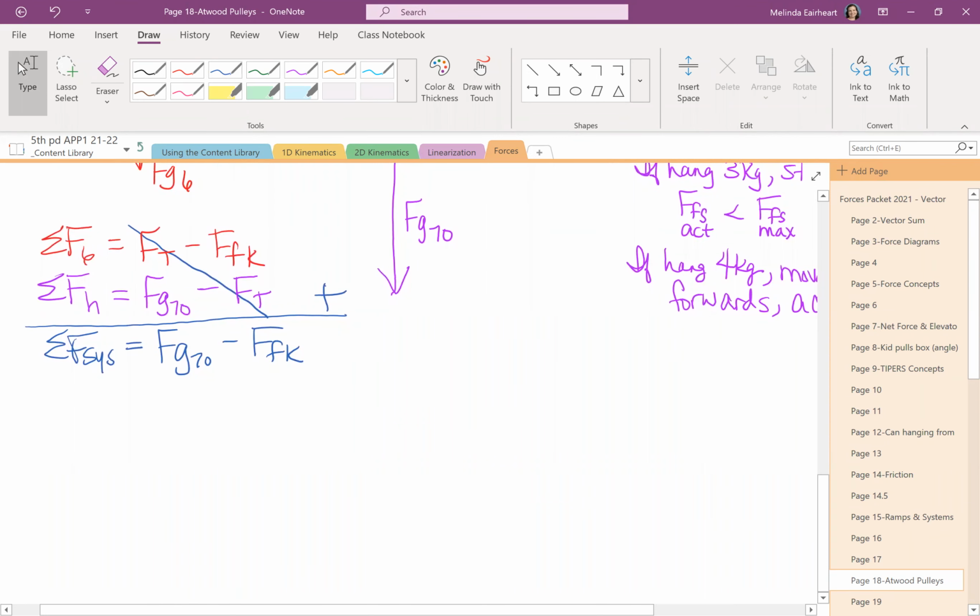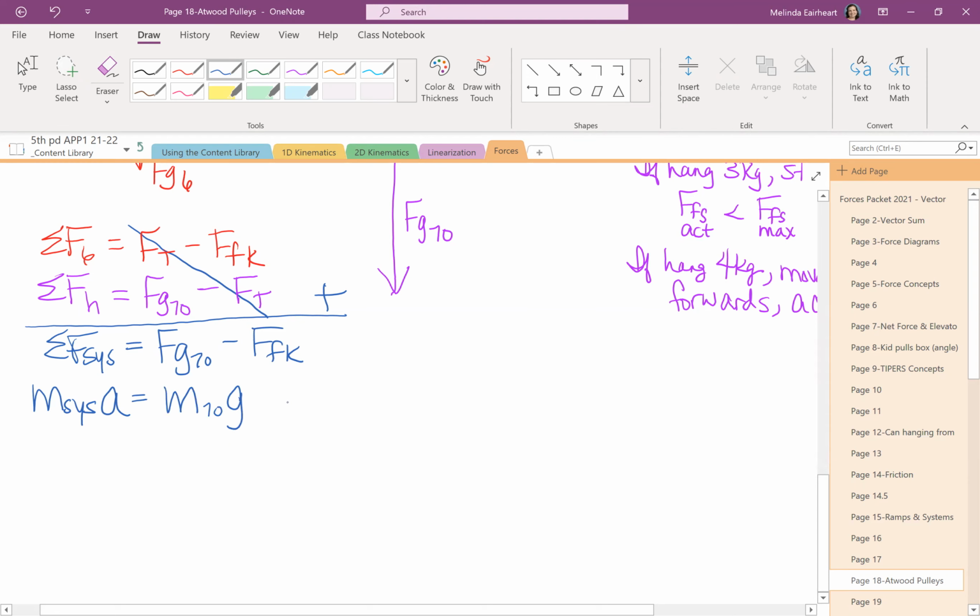F net equals MA, which mass? System mass. System acceleration. And just a reminder, the system acceleration is the same acceleration of each block. And then FG equals mg. And I know the number.